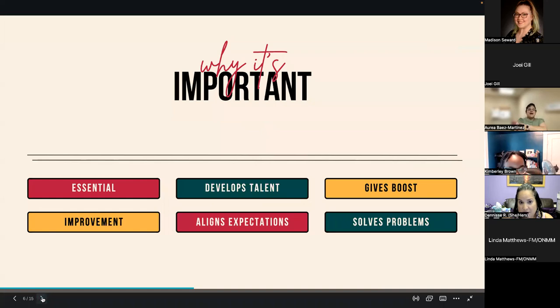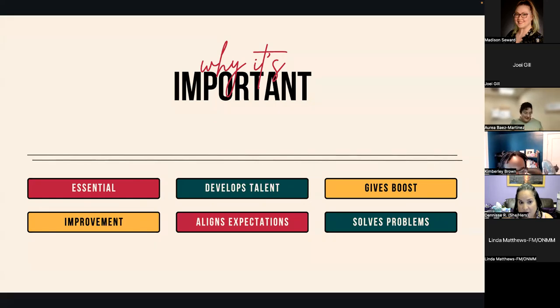So why is feedback important? First of all, it's essential. It helps develop the talent. It gives the boost, that extra. It allows for improvement. It aligns the expectations, especially when you're a supervisor or the supervisor to you, and helps solve problems.